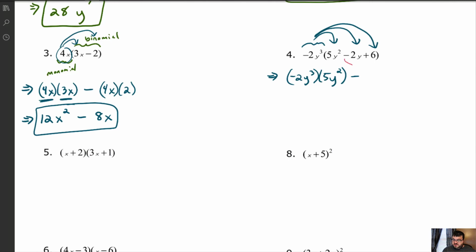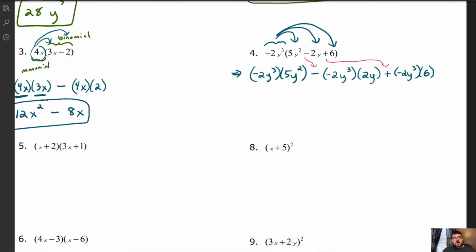So here's this minus sign right here, drop down, and then I'm going to have negative 2y to the third, which I'm distributing, multiplied by 2y. And then here's this little plus sign. I'm about to drop this little plus sign right in here. So that'll be plus, and then negative 2y to the third gets distributed to the 6 on the very end. Okay. So look how I put parentheses around everything right there, just like you saw in those earlier problems. Now we're free to multiply everything together.